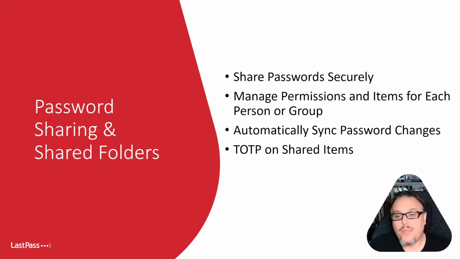We're going to take a look at that and how you can manage the permissions, as well as showing you that you can even include specific data from a business account, such as the TOTP on shared items, so that if people have MFA set up, you don't need to download the Authenticator app. You can just get that code directly from the browser and then log in. Let's get started.